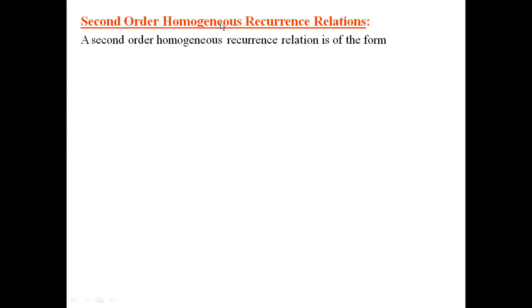The standard form of the second order recurrence relation is given by Cn into An plus Cn minus 1 into An minus 1 plus Cn minus 2 into An minus 2 equal to 0. This is an expression for all n greater than or equal to 2.